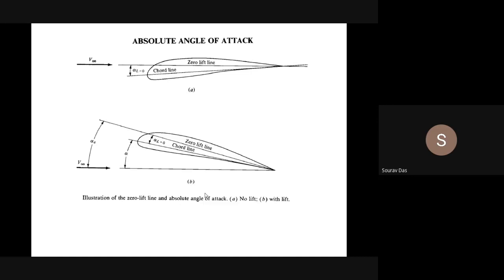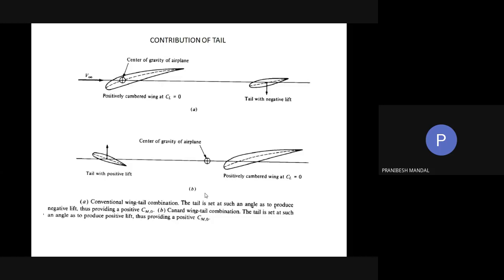And a gentleman called Canard actually suggested this particular combination: keep the tail with a positive lift. Do not call it a tail, it is at the front end. So it is the horizontal stabilizer with a positive lift at the front end. Then it will have a positive lift as well as a positive moment. Some airplanes actually followed this rule.